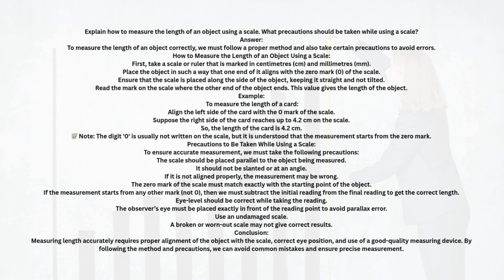And read the mark on the scale where the other end of the object ends. So this value gives the length of the object. Measuring length accurately requires proper alignment of the object with the scale, correct eye position, and use of a good quality measuring device. By following the method and precautions, we can avoid common mistakes and ensure precise measurement.